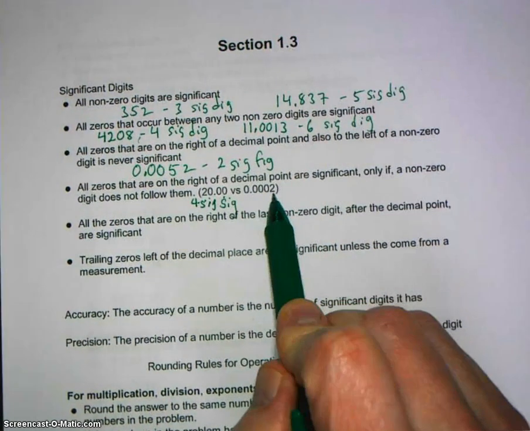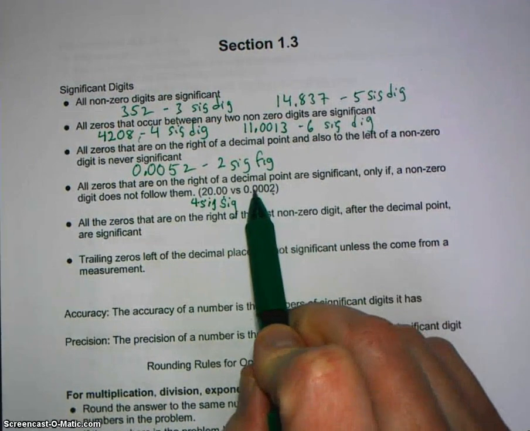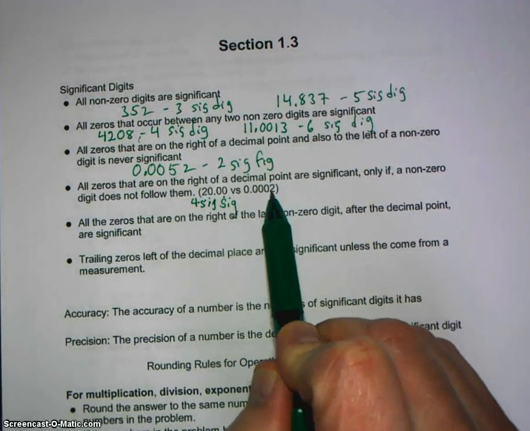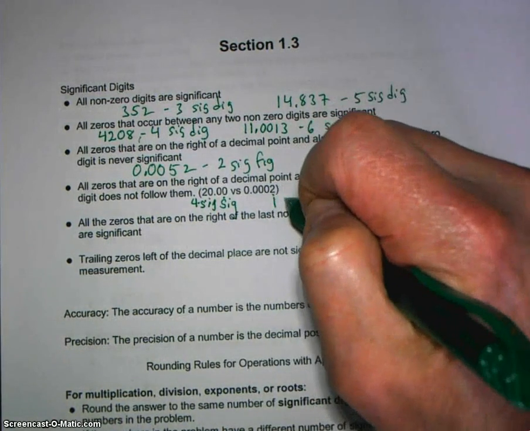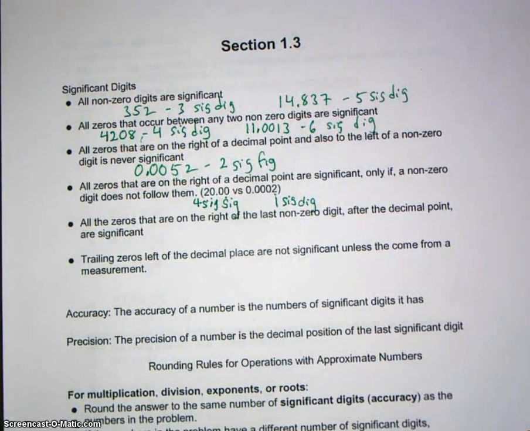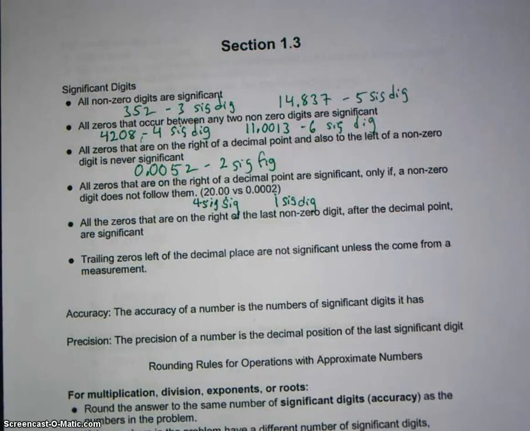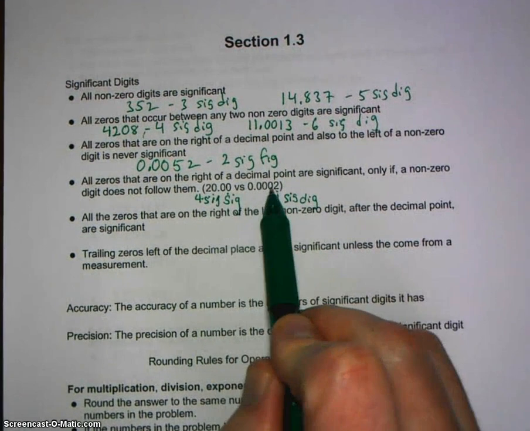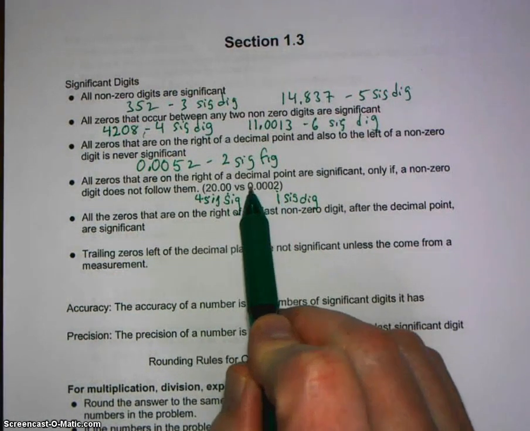Where this number only has 1, because these zeros are right at the decimal place, but they have a non-zero number behind them. So this number only has 1 sig fig, 1 significant digit. All right, so notice the difference there. Trailing zeros are significant, zeros in front are not.